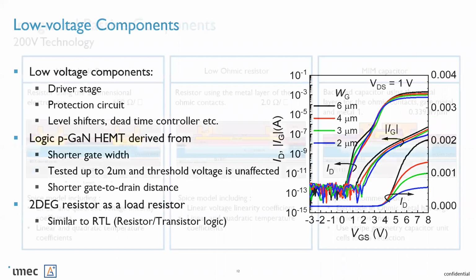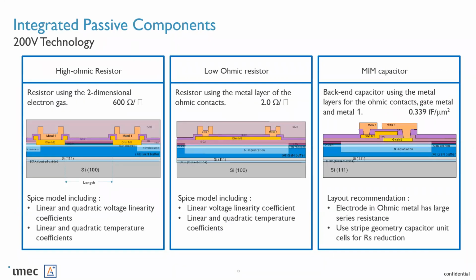And then besides that, we have two different types of resistor. We have the high ohmic resistor and the low ohmic resistors. High ohmic resistors are realized by 2DEG, and the low ohmic resistors are by the different metal layers. And then we have MIM capacitors, which is like 0.33 femtofarad per micrometer square. All these two different types of resistor and capacitor are part of the PDK that can be used to design the analog circuits.